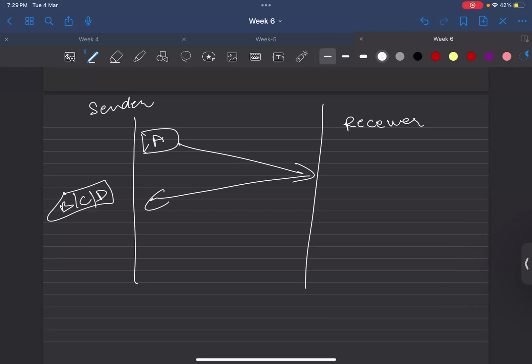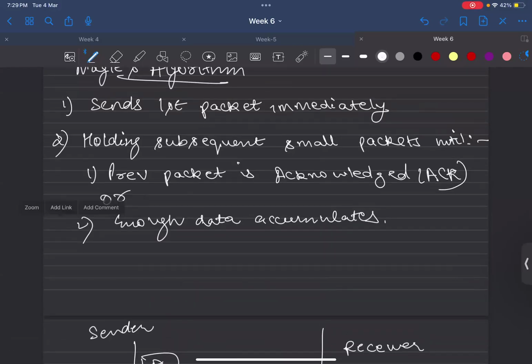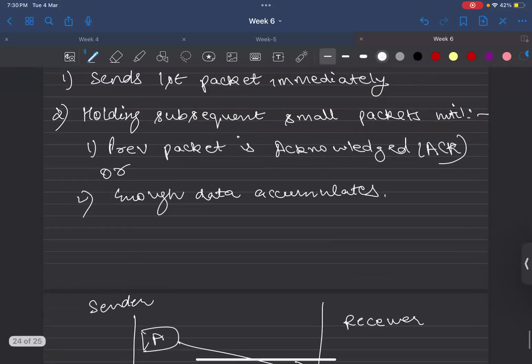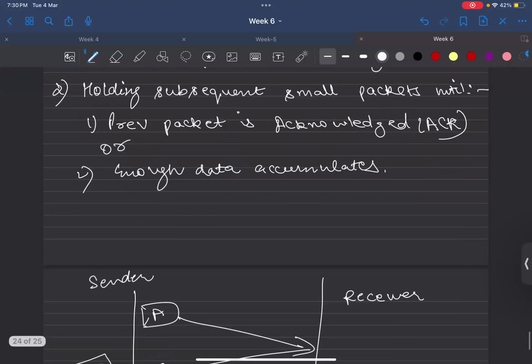So I shouldn't hold the first packet. Whatever I'm having, I should send it, holding the subsequent small packets until the previous packet is acknowledged or enough data is accumulated, and then send. You got the point? Am I correct by saying this? Yes. So we are sending only one packet first, whatever we are having, not waiting for others.